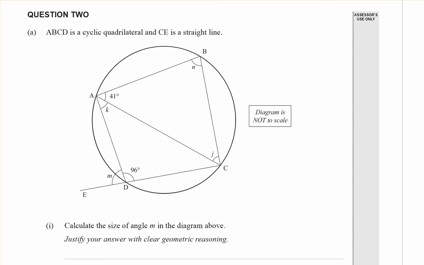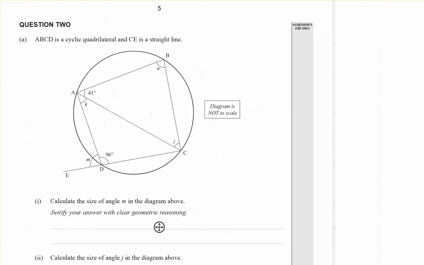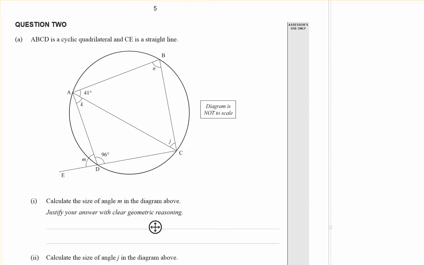Right, so this is the 2014 Geometry External, question 2. We've got a cyclic quadrilateral here. We're told that CE is a straight line. Calculate the size of angle M in the diagram above. Well, obviously if this is a straight line, and angles on a straight line sum 180, so M must be 84.